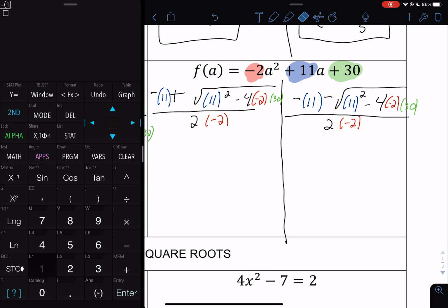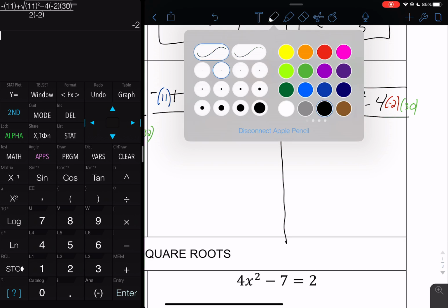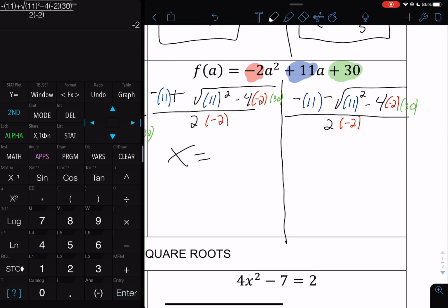negative, parenthesis 11, close parenthesis, the plus version first. So it's plus second square root, parenthesis 11, close parenthesis square, minus 4, parenthesis negative 2, close parenthesis, open parenthesis 30, close parenthesis, everything over 2, parenthesis, negative 2, close parenthesis. You press enter, and your x equals negative 2.